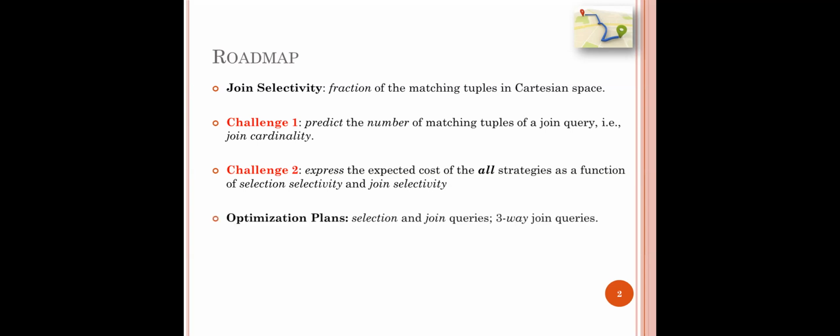And then we will be discussing optimization plans over selection and join queries. And then we will be introducing the optimization in three-way join queries, where we're about to join more than two relations together.